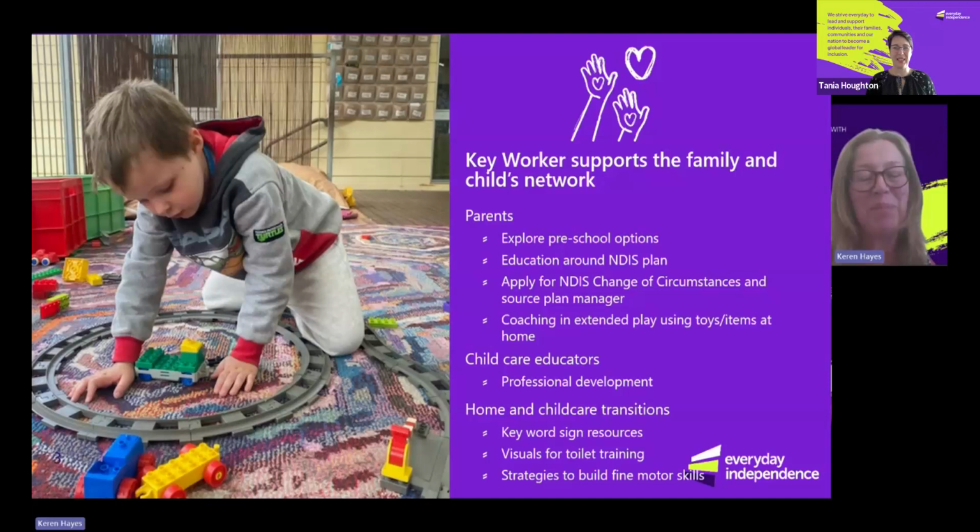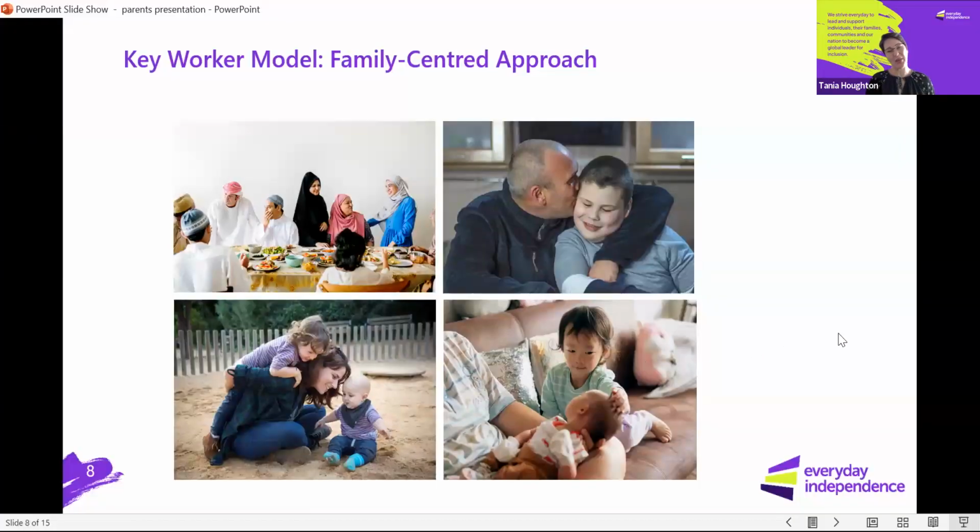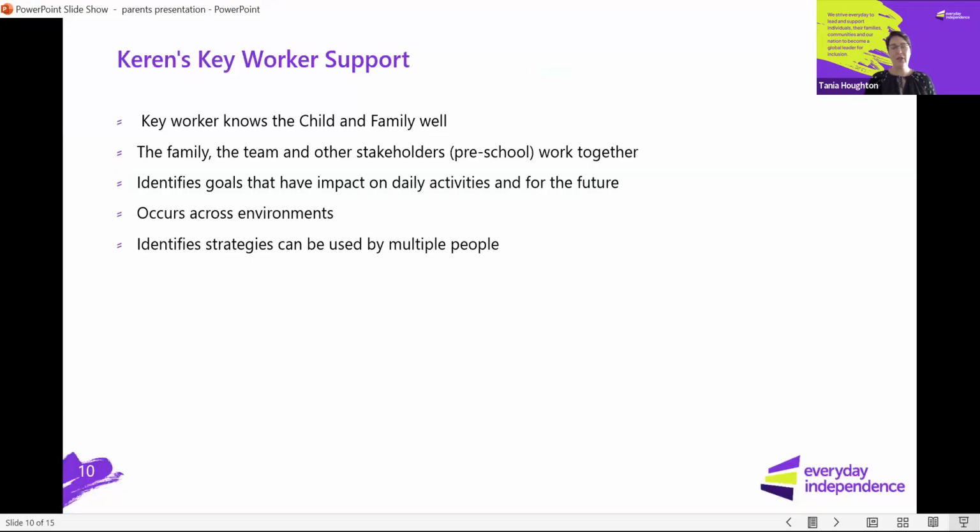Thanks, Keren. It was really lovely to hear from you about Sebie and how you've contributed lots of different strategies. So you can hear from Keren, she described how she delivered the supports for Sebie.